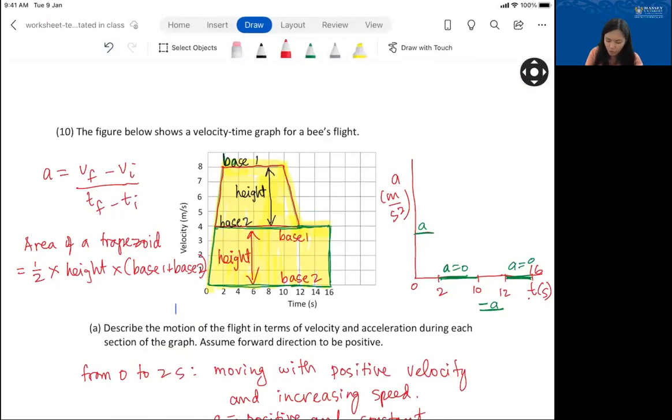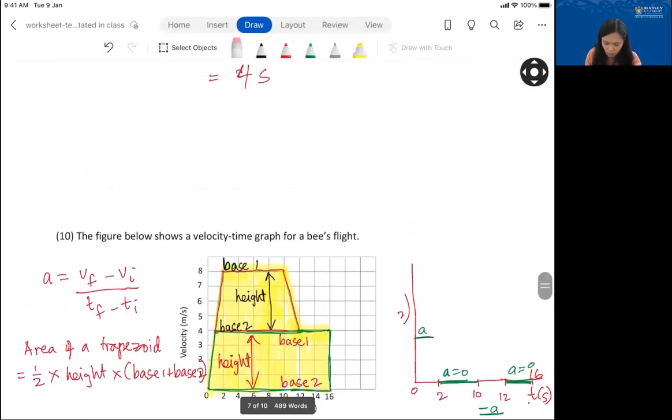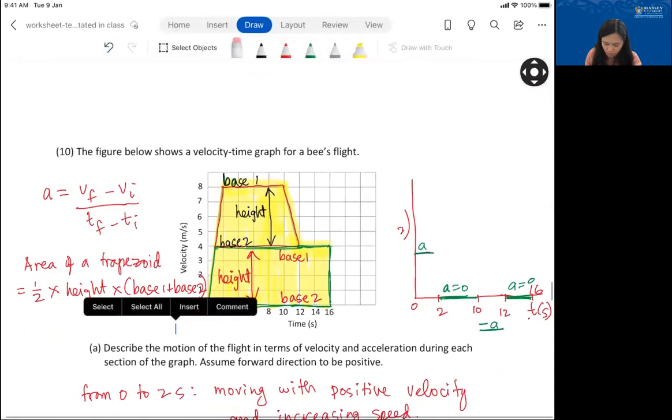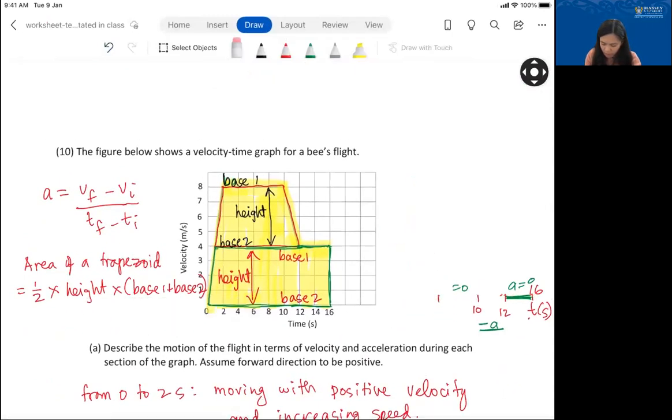Since we have the figure here, maybe I'll just do the working out of the solution to have space. I'll just have to erase this bit here. So we find the area of trapezoid 1. Let's say that's area 1. Let's say that's trapezoid 1 and that's trapezoid 2.